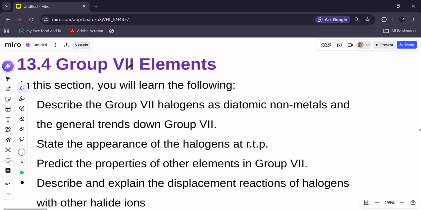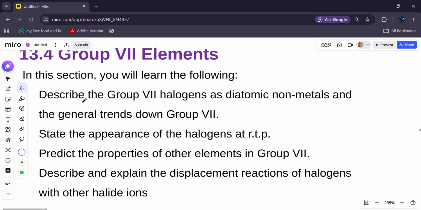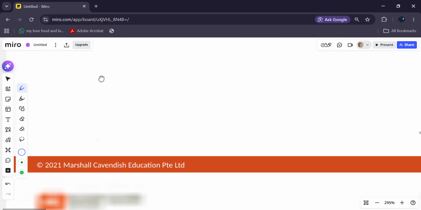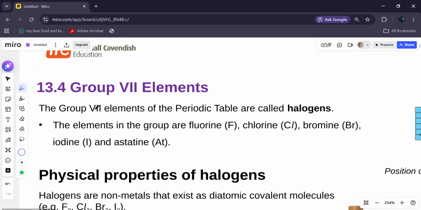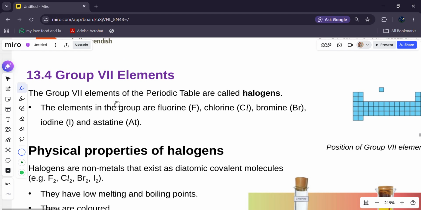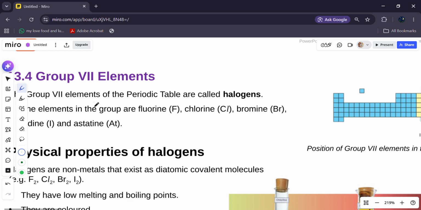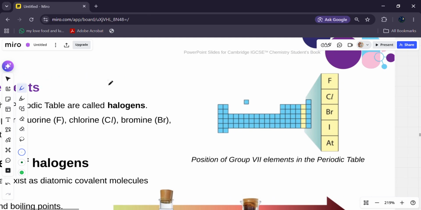Now we're going to section 13.4, group 7 elements. Here we're going to describe group 7 elements as halogens, as diatomic nonmetals, and describe the trends down group 7. The group 7 elements of the periodic table are called halogens. The elements in the group are fluorine, chlorine, bromine, iodine, and astatine, and they are the final group before arriving at the noble gases.